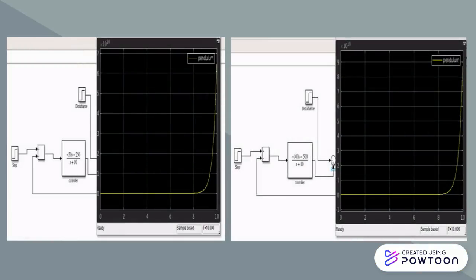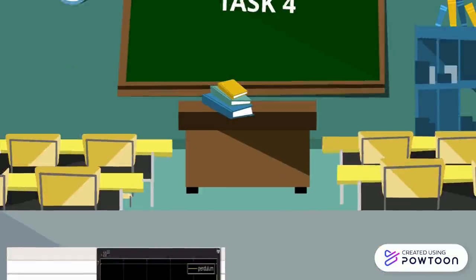Next, for task 3, for the block diagram, I choose the values of K as 50 and 100. But as we can see, the graph is the same, even though the value of K is different.